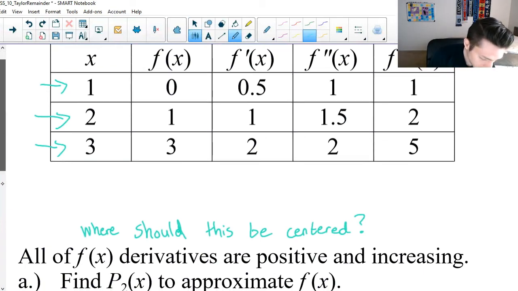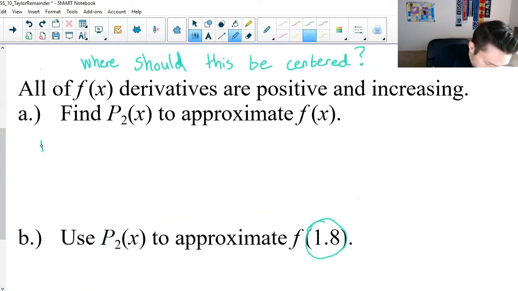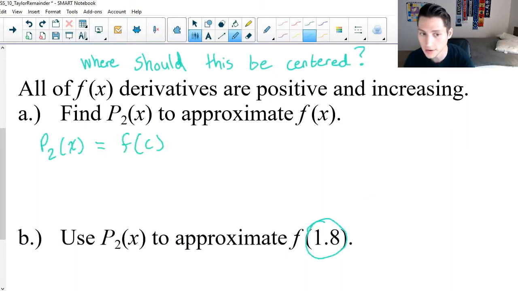Because remember, the very first term of the polynomial is always just f of wherever I'm centered around. So should I make that 1? Should I make that 2? Should I make that 3? What do you guys think? Where should I center it? Which one would be the best choice?